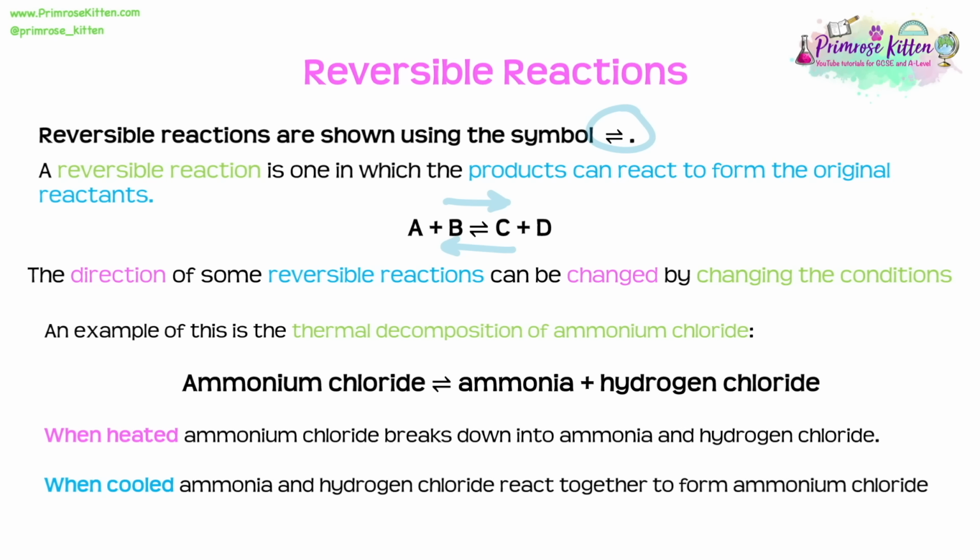One example of this is the thermal decomposition of ammonium chloride. Ammonium chloride will make ammonia and hydrogen chloride. However, this is a reversible reaction. Now, the special thing about this is when we heat the ammonium chloride, it will break down to ammonia and hydrogen chloride. However, if we were to cool that reaction mixture, the ammonia and the hydrogen chloride would react back together to form ammonium chloride again. So that shows here that the conditions can affect the direction of this reaction.